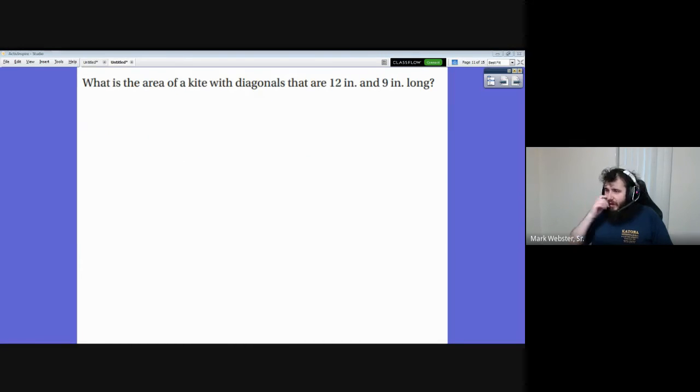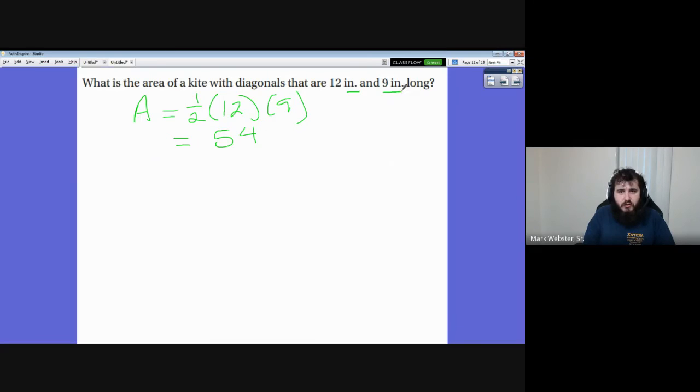So once again, we've got the diagonals of the kite. They give it to us, and we're going to have to find the area. All right. So once again, I don't even think you need to draw a picture. They just give you the diagonals straight off, right? So just 1/2 times these two diagonals. What's 1/2 of 12? It's 6, times 9 is 54. And notice we're working in inches, so inches squared. Don't overthink these. Don't overthink these.